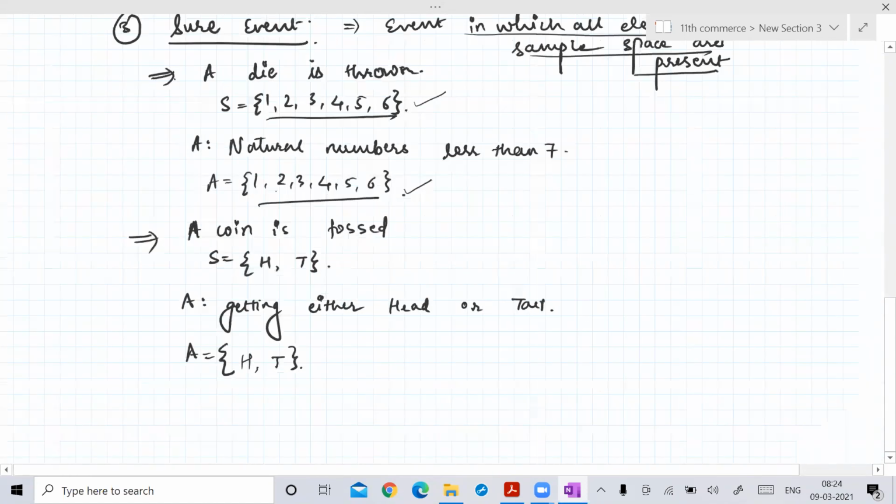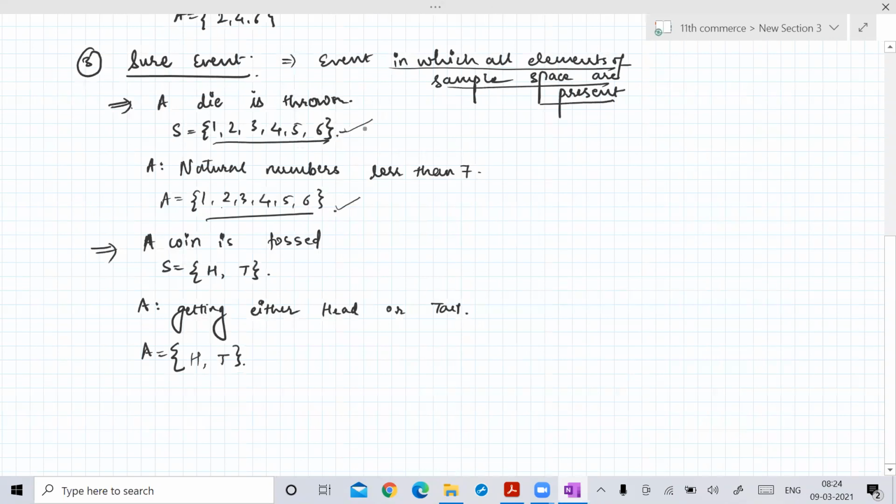Okay. Can you frame one more sure event for this sample space? Can you try? Can you frame one more sure event for this sample space, 1, 2, 3, 4, 5, 6?